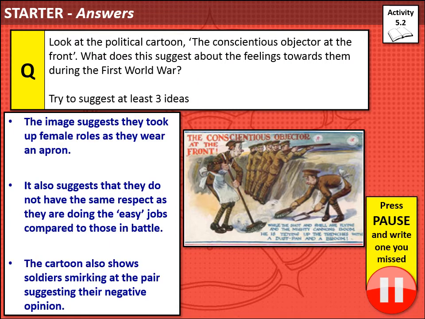Now would be a great time for you to pause and write down anything that you have missed. If you're still a little bit unsure about what a conscientious objector is, you are going to read about that in a little second and find out some more information.